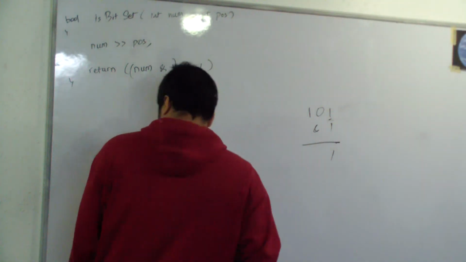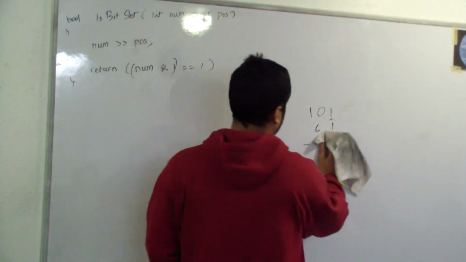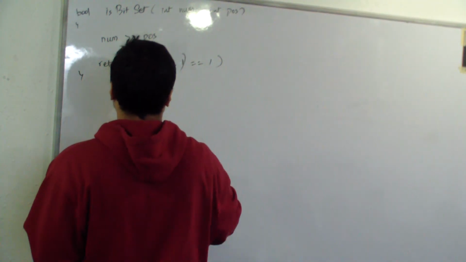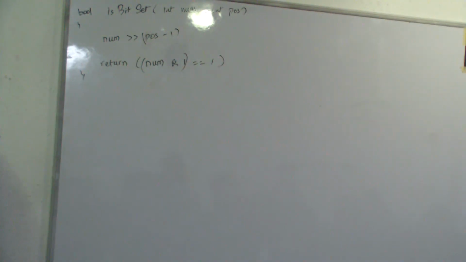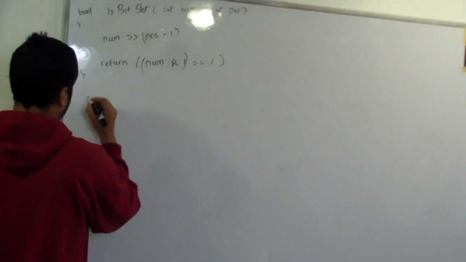So we will be doing position minus 1. Then we check whether the result AND 1 equals 1 or not, and return that. There is one more way to do this. We take a unit and shift it by position minus 1.